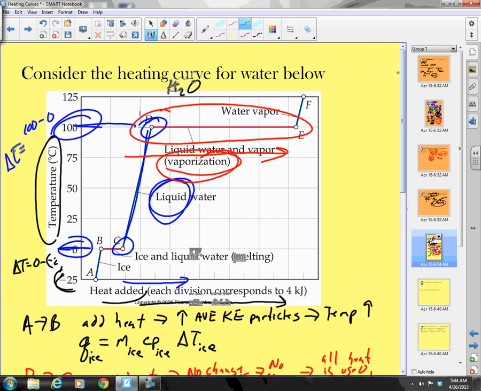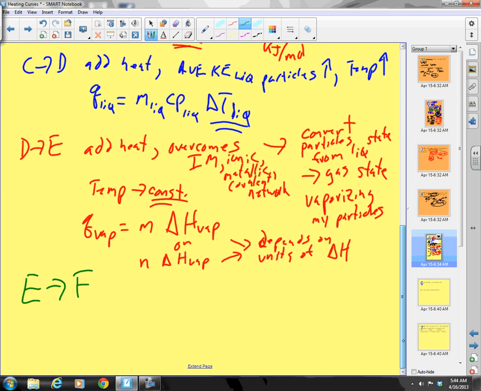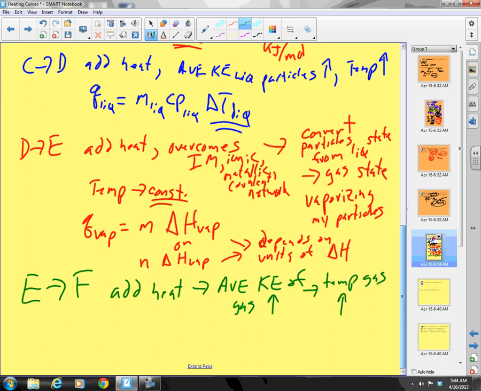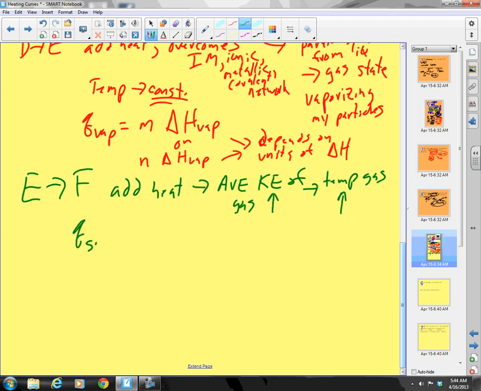So if I go from E to F, what happens? As I add energy, what happens? My temperature increases. So I add heat, I add energy. What happens? My average kinetic energy of my gas particles increases, meaning the temp of my gas increases. Got it? And then how do I get Q here? Q of my gas equals M gas, C sub P gas, delta T gas.